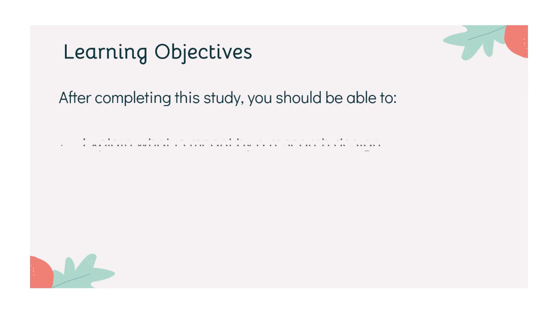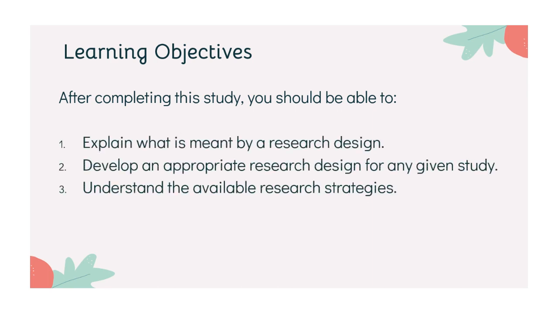Okay, we're going to be looking at 3 areas. One is research design. By the end of the lecture, you should be able to explain what research design is, and then we're going to look at some research design strategies that we have and how to develop the right one at the right time. Apart from that, you're also going to be given an understanding of what the available research strategies are, and what they are available for.